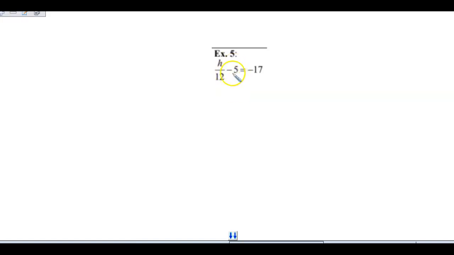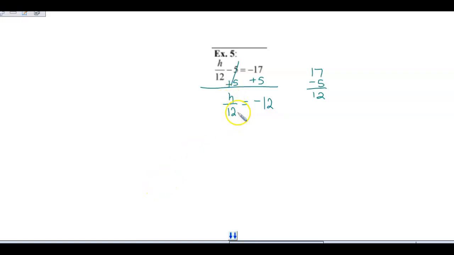If you said 5, you were correct. Since it's subtraction, we're going to add 5 to both sides. Negative 5 plus 5 gives me 0, so I'm going to bring my h divided by 12 down. Negative 17 plus 5, different signs, find the difference, so I'm going to take 17 minus 5, and that's going to give me 12. I have 17 negatives and 5 positives, so this is going to be a negative 12.